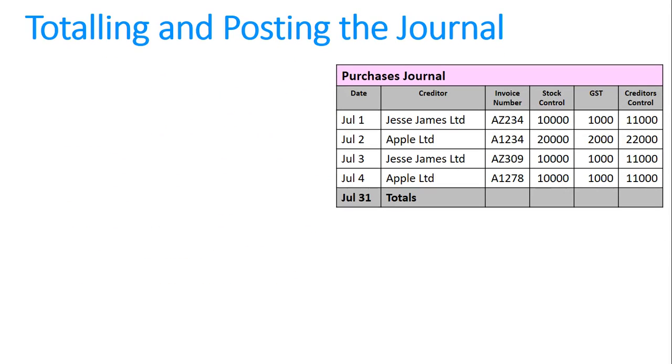All we've got to do now is finish this off, total and post the journal. So we're just doing it to the general ledger. First of all, we just total stock control and we get 50,000. We'll total GST and get 5,000. And then we'll total creditors control and get 55,000.